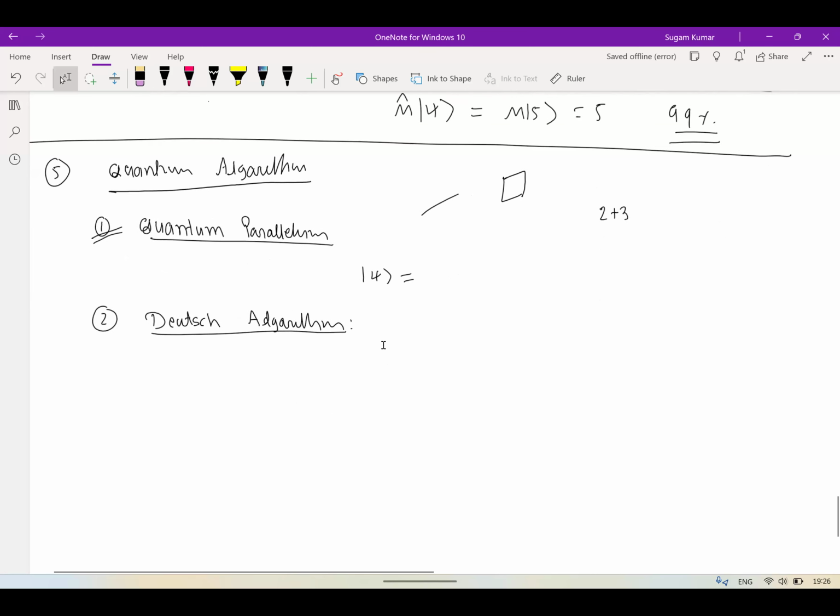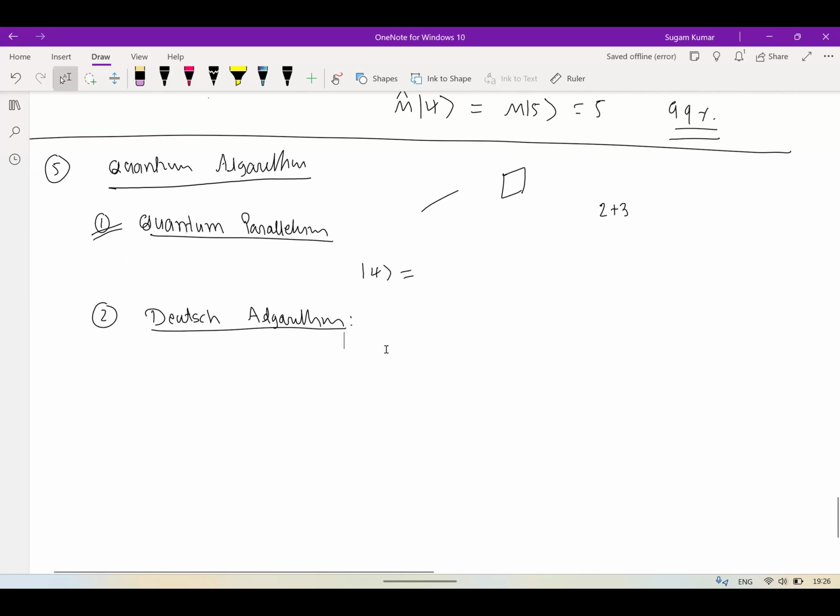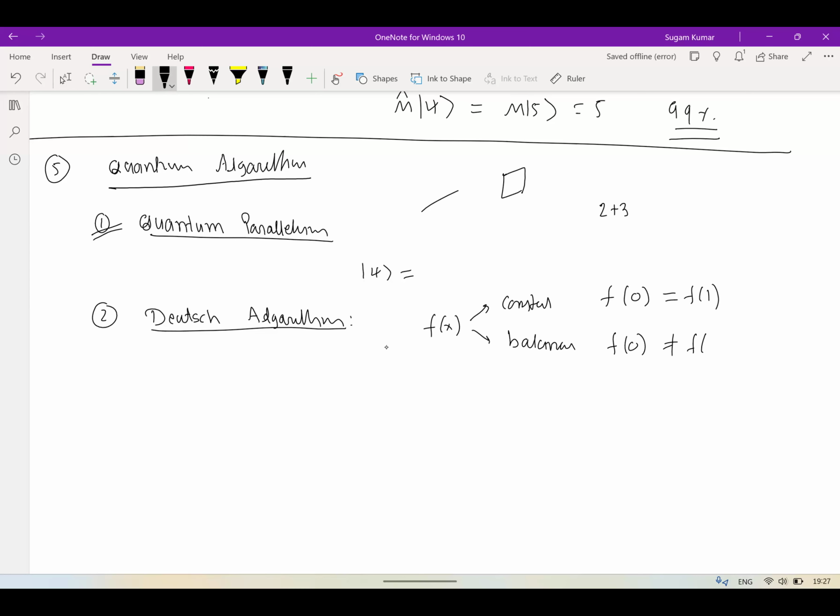So this has no practical use, but it actually tells you why quantum computers are superior. It lets you know whether a function is constant or balanced. Constant means if I put the value 0 or 1 in the function, the value always remains the same. But if I put 0 and then 1, and the values are different, then the function is balanced. This is the meaning of a constant function or a balanced function.